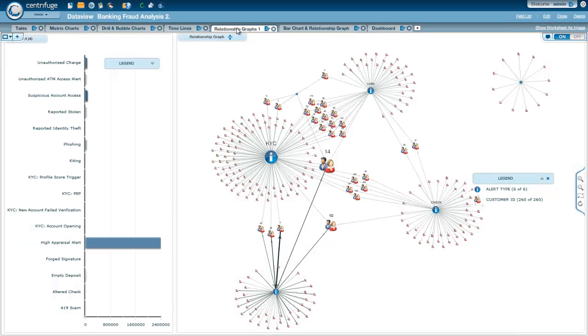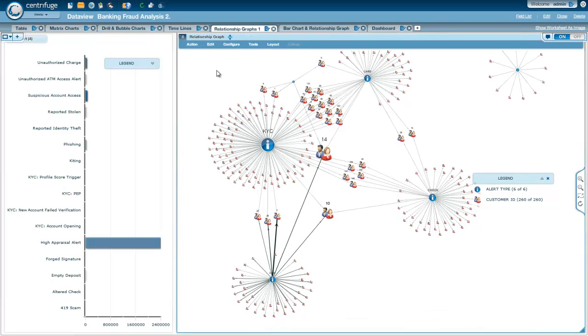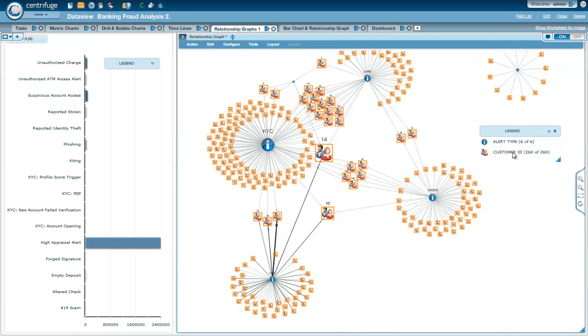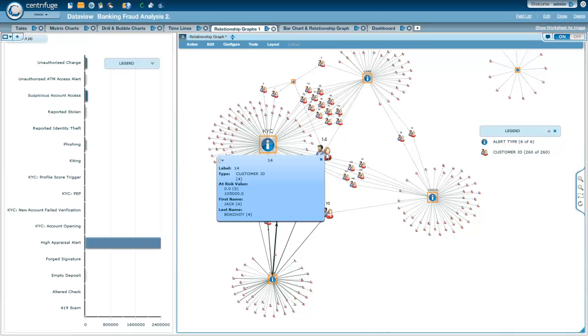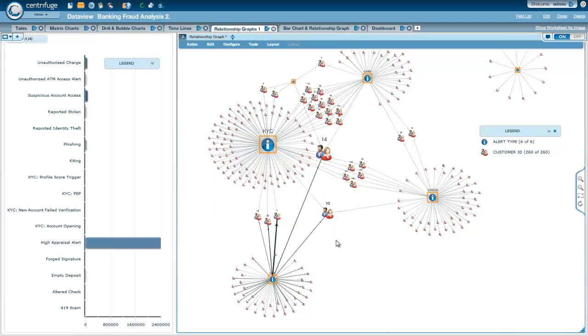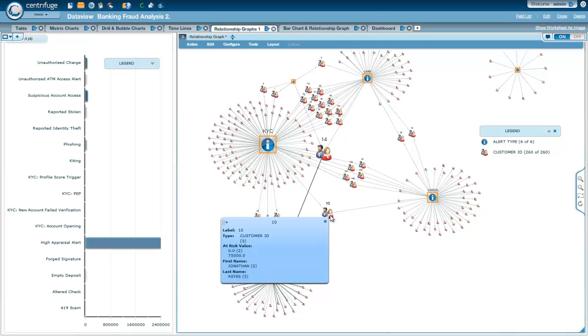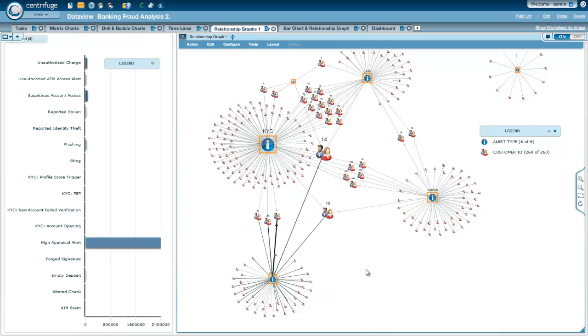Now, one of the core capabilities in Centrifuge is the ability to look at this very same data in the form of a relationship map. Here we're looking at customers that are linked to alert types. And what we've done is we have scaled the customers based on the number of alerts that they're linked to. For example, customer 14 is linked to more than one alert and has significant amounts of money at risk. Customer 10, larger than many of the other customers, Jonathan Reyes, same situation.